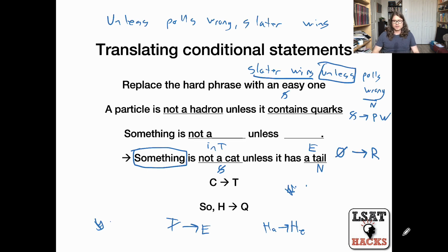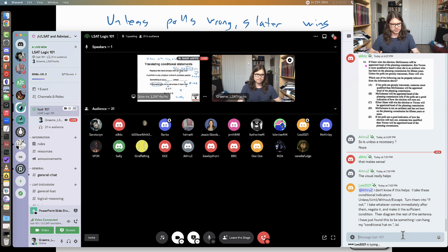Okay. Next thing is quantity words. So we're leaving behind the subject of conditionals until we have a bit of diagramming with quantity words. Any questions about conditional statements in general, or diagrams, or and or, any of that stuff before we move on?